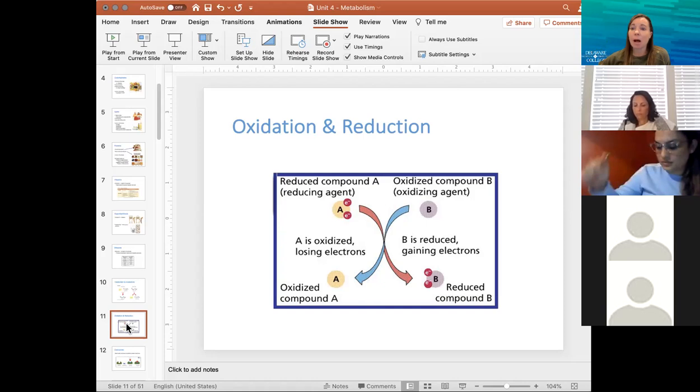From a molecule. Okay, so it's the removal of electrons and hydrogen ions. And one thing you may also want to note here is when you remove those two things, electrons and hydrogen ions, it also removes energy from that molecule.